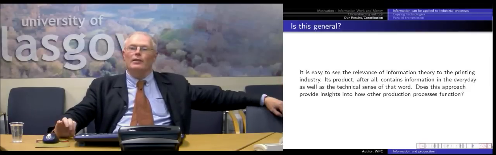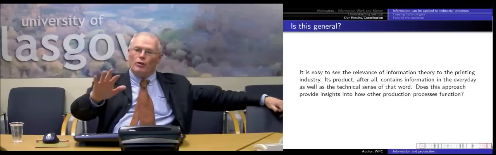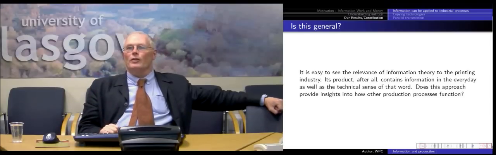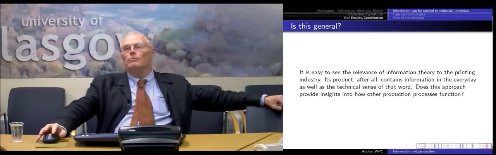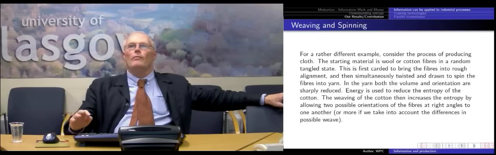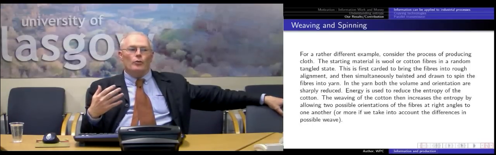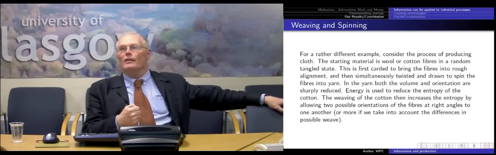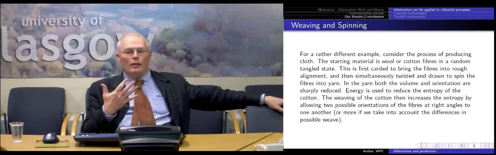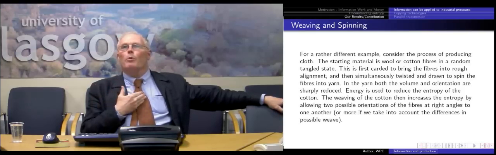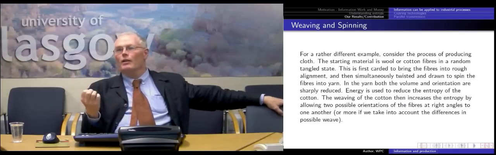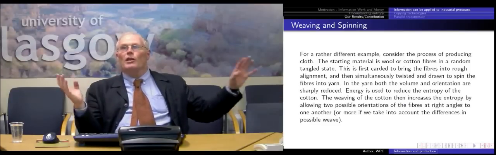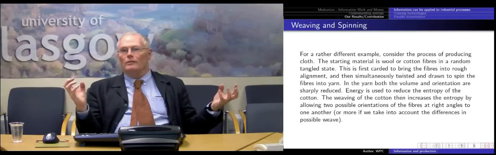Now, you can see this applies to the printing industry because books, everyone can see they contain information. But can you apply this to other processes of capitalist mass production? Now, if you read Capital, you'll see again and again he refers to the spinning industry. But if we look at the spinning industry from the standpoint of entropy, we can see it falls into this category. The starting material is wool or cotton fibers, which have a random orientation.